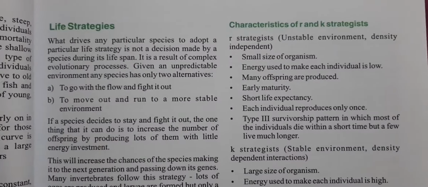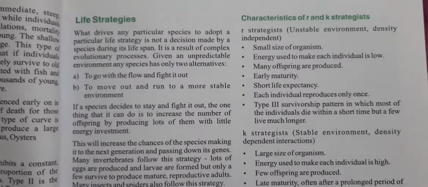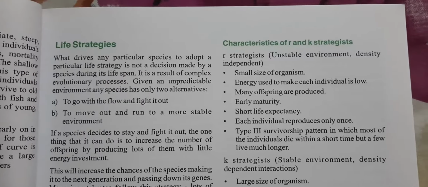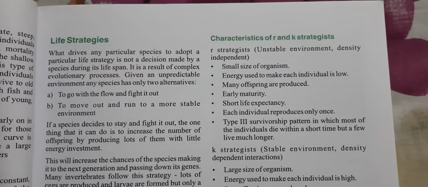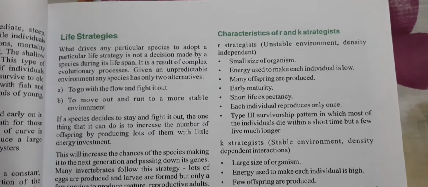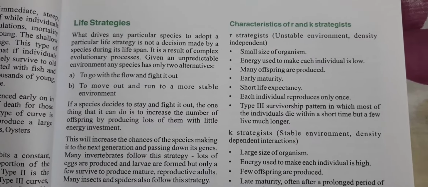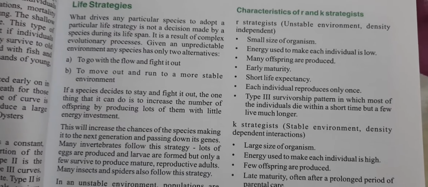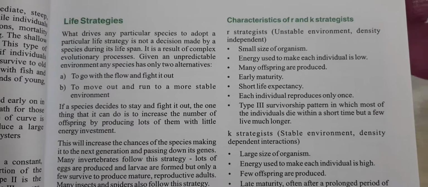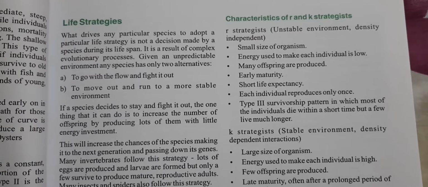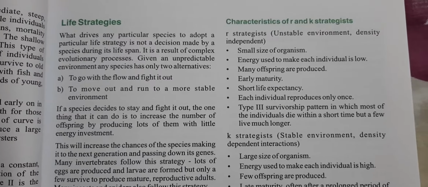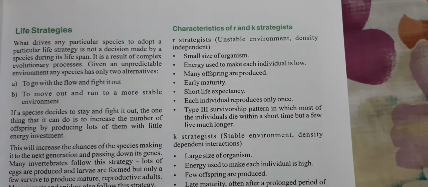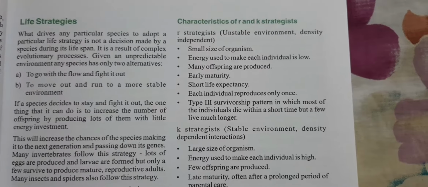Now we will study life strategies and the different types of life strategies. Different individuals are adapted to a particular environment, meaning some species are adapted for forest, for grassland, for aquatic ecosystem. So they have different types of life strategies, and mainly we have two types of life strategies. One is R strategy and another is K strategy.